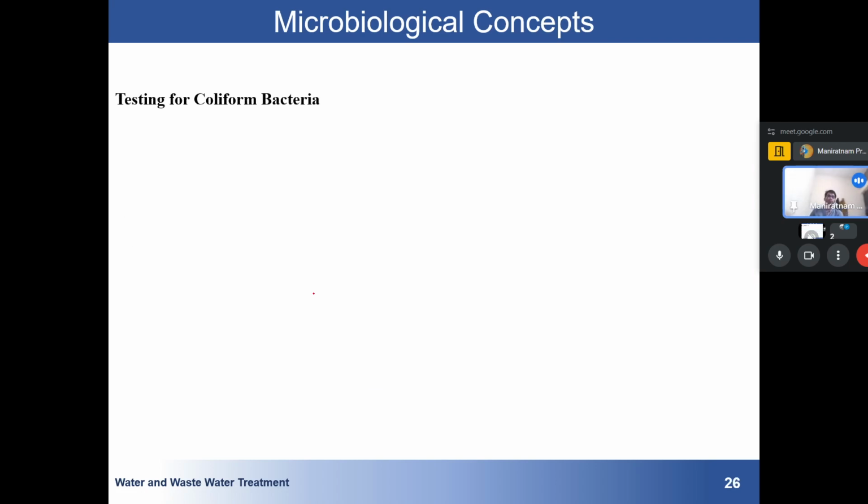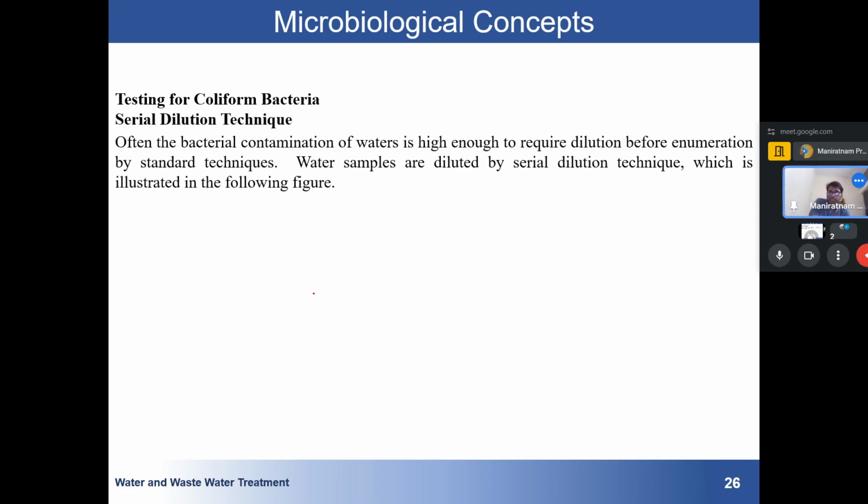Testing for coliform bacteria. Obviously there should be some testing. One method is the serial dilution technique. Often the bacterial contamination of water is high, and this E. coli, which is rod shaped, is present in very high amounts. So I have to dilute it before testing.